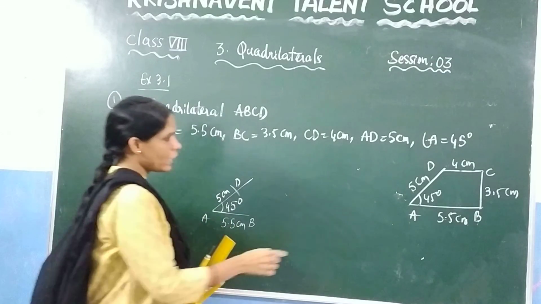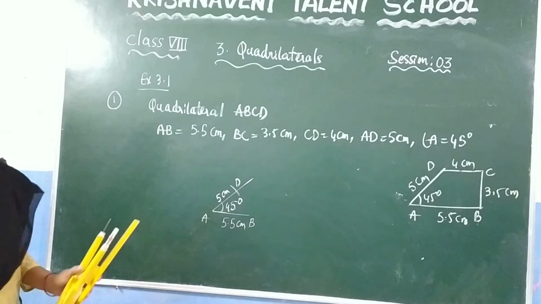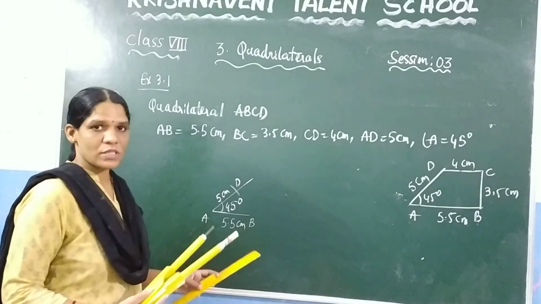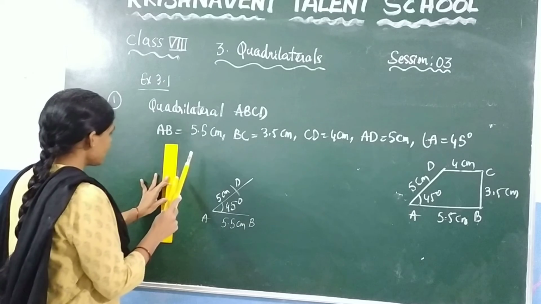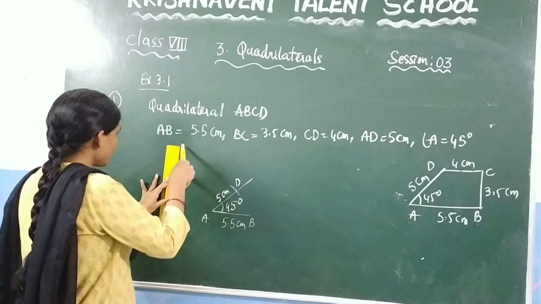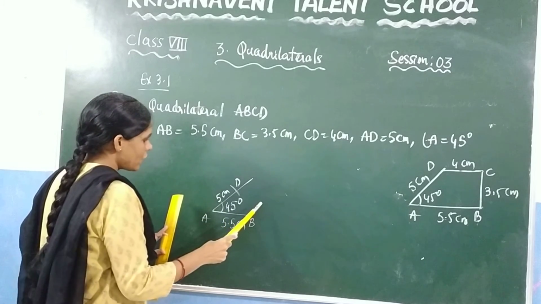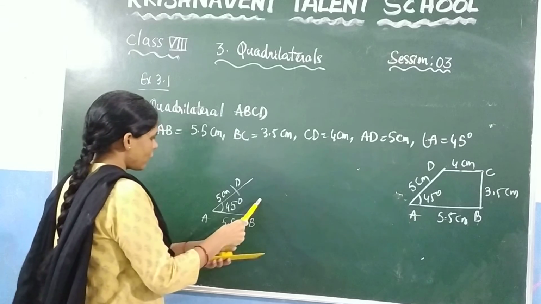Now you need to make an arc of BC which is 3.5. Again with the help of the scale, take the radius which is 3.5. You know that this is nothing but 3.5. Between 3 and 4 you will get, this is the length of 3.5. So at this point make an arc of 3.5.